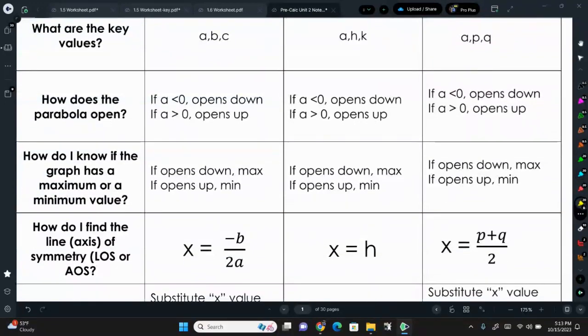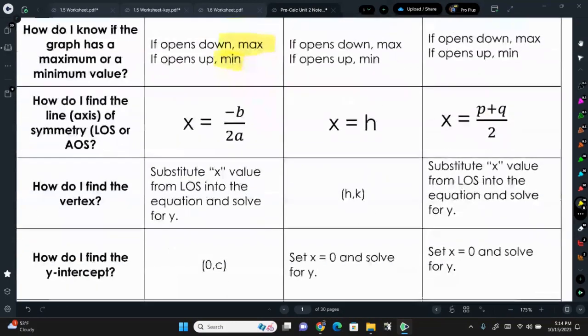A does the same thing in all three of these forms. That a value will be the same, which means if we have the a value in one form and we convert it to another form, the a value will be the same. A will always tell you if we open up or open down. If we open down, we have a maximum, and if we open up, there's a minimum.